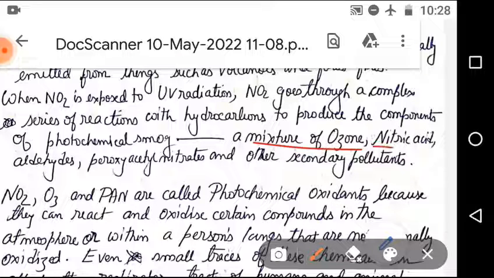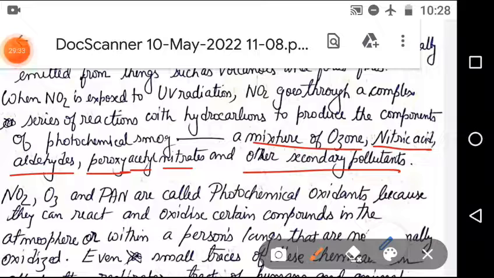Nitric acid, aldehydes, peroxyacetyl nitrates and other secondary pollutants. So these gases are actually formed from the primary pollutants. As I discussed in the offline classes, secondary pollutants are formed through reactions of the primary pollutants exposed to the atmosphere.